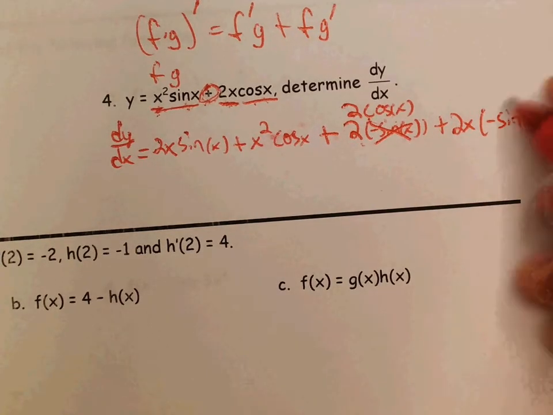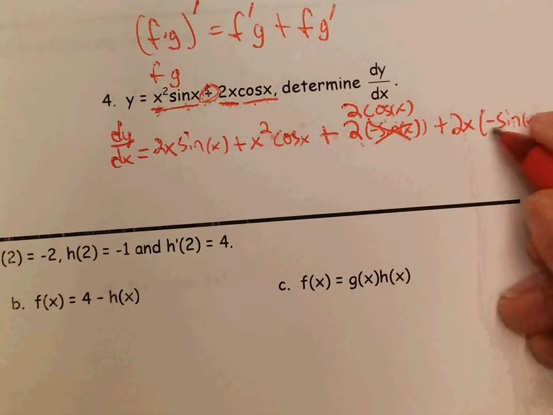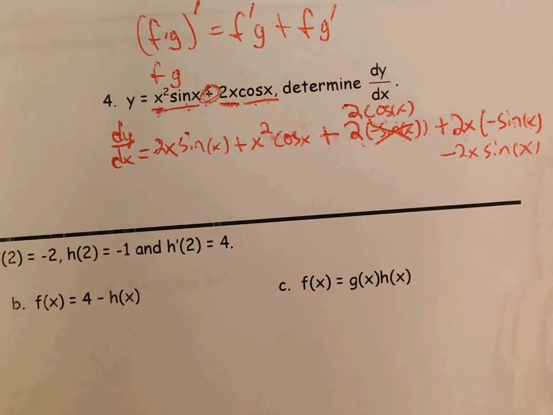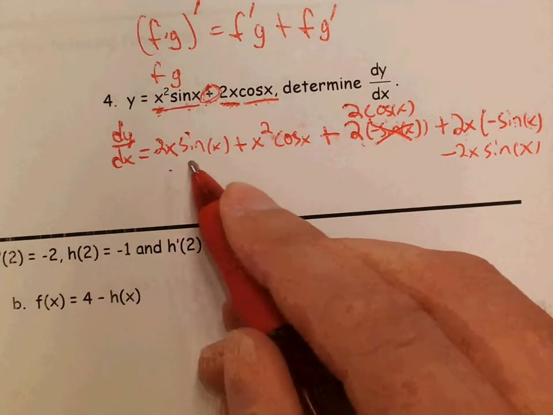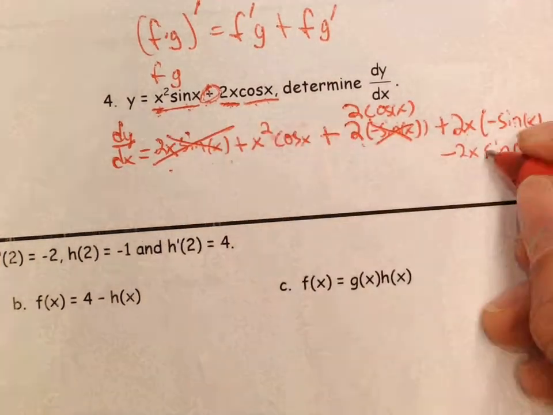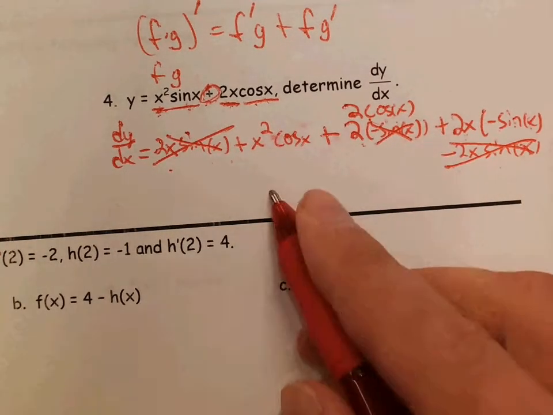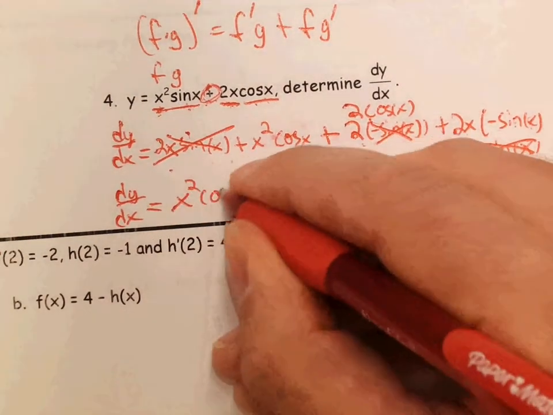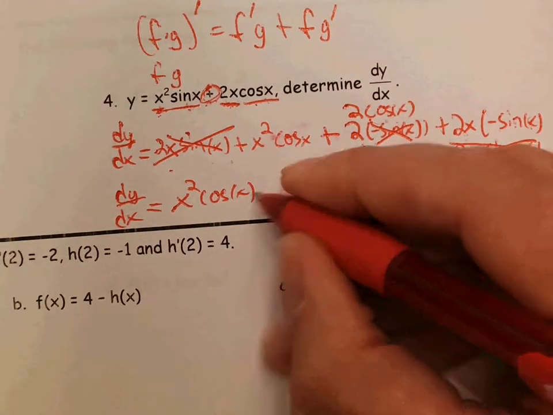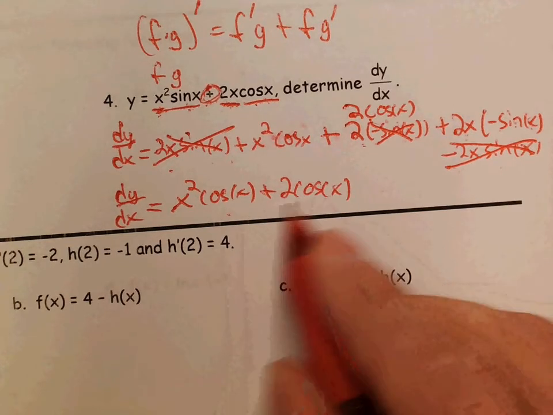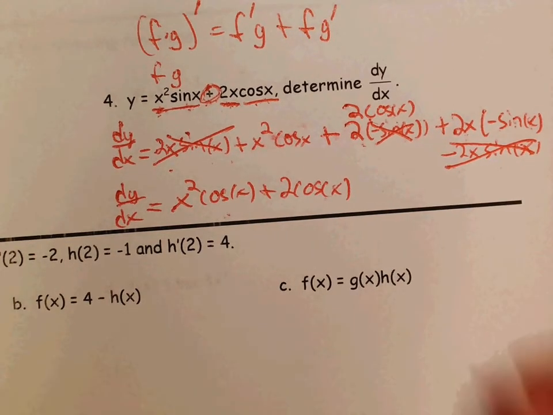We need to simplify this negative. It's going to be 2x times negative sine of x. That's minus 2x sine of x. And we're going to look for any common factors we can deal with. And you'll notice we have 2x sine of x minus 2x sine of x. That will cancel out. And so all we're left with is dy dx equals x squared cosine of x plus 2 cosine of x. If you wanted to, you could factor out the cosine of x, but there's no reason to.